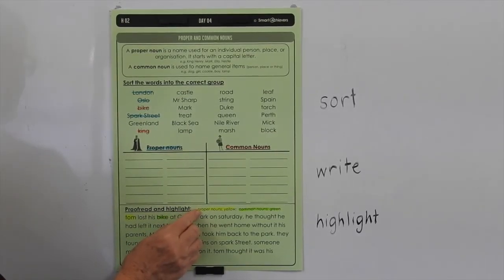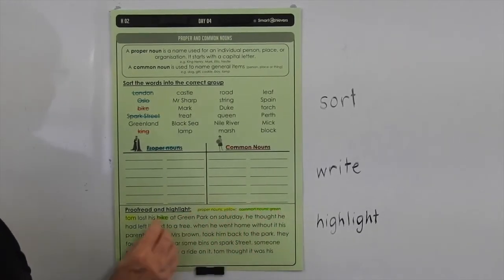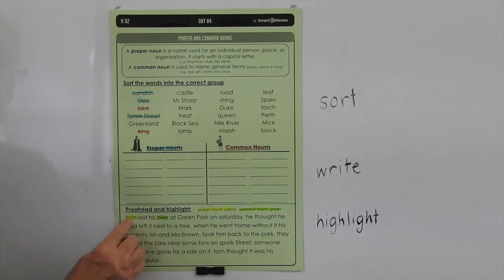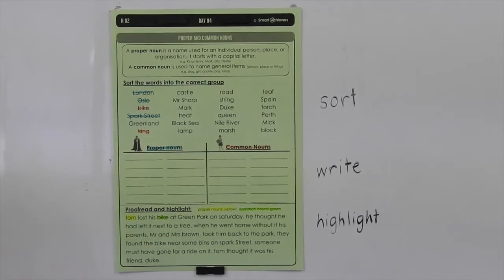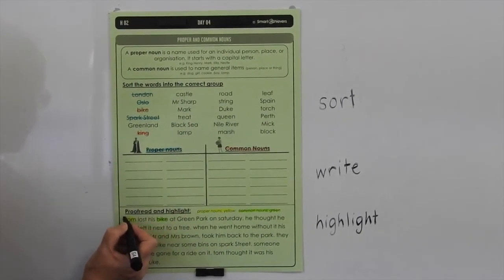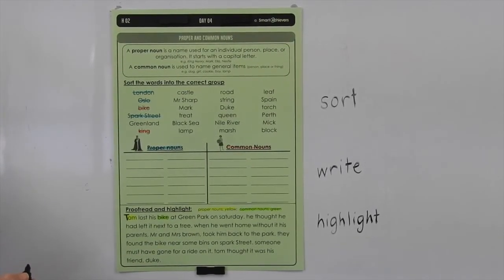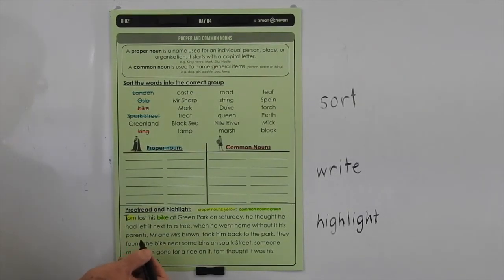Now down the bottom it says proofread and highlight. It wants you to highlight all the proper nouns yellow and all the common nouns green. So Tom lost his bike at Green Park on Saturday. So Tom is a proper noun. It should have a capital letter. You can highlight it. And bike would be a common noun, so it doesn't need a capital letter. So if you do see one that needs a capital letter, just make it into a capital letter to make it easier to read through at the end and make sure you've got all of the words correctly highlighted. Off you go.